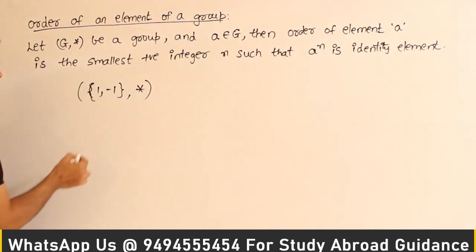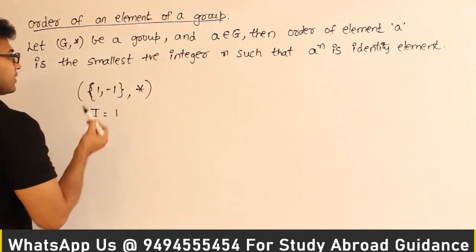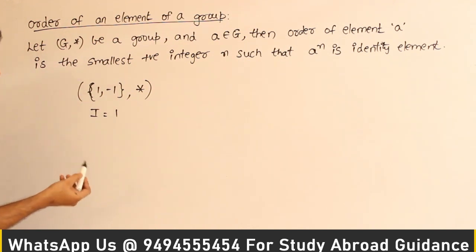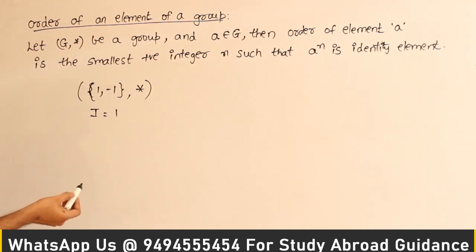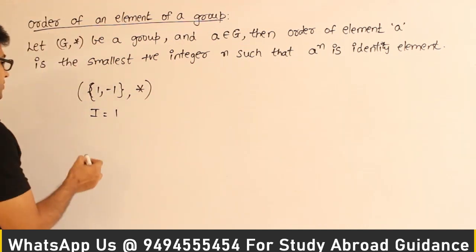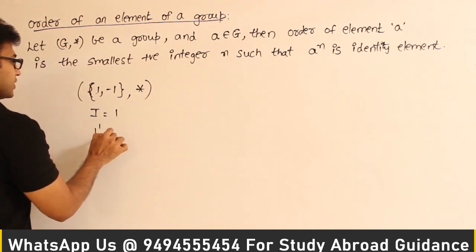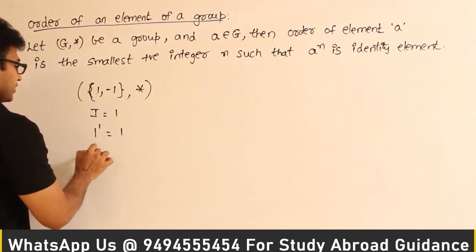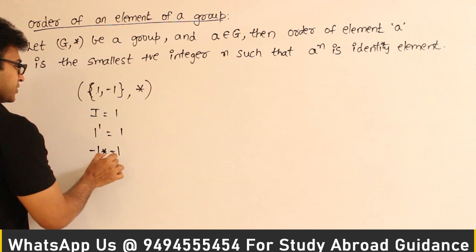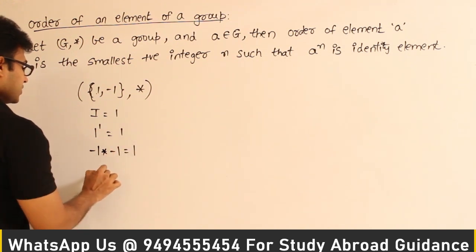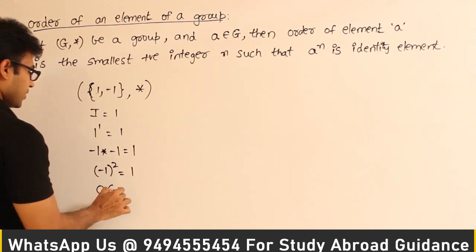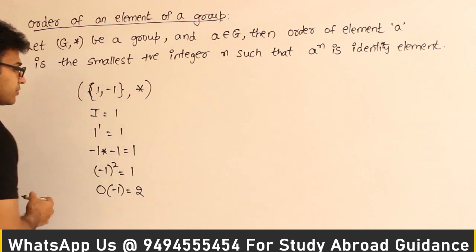Now what is the identity element? The identity element is 1. If you take any other element and keep on raising it to some power, which means if you keep on applying the operator with itself, then at some point we will get the identity element, right? So if I take the element 1, 1 power 1 is 1 directly, but if you take the element minus 1 and apply the operation 2 times, then I am going to get 1, which means (minus 1) power 2 is equal to 1. Therefore order of minus 1 equals 2. That is the meaning of an order.